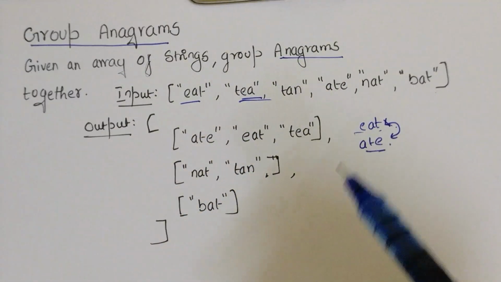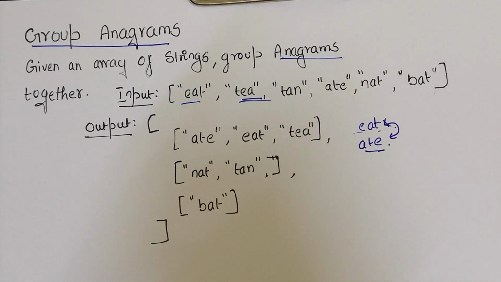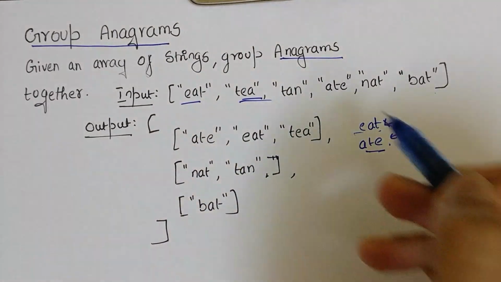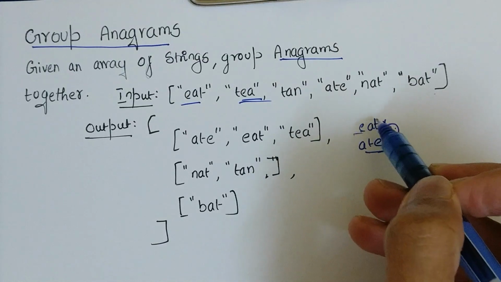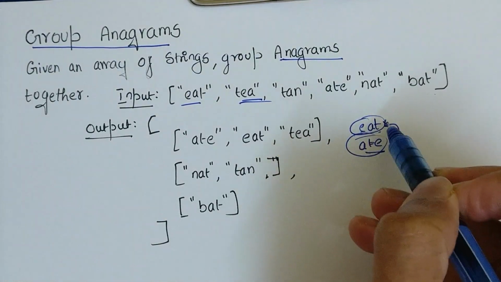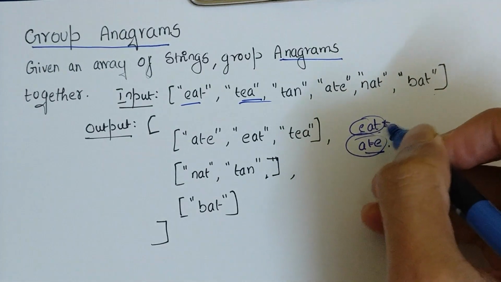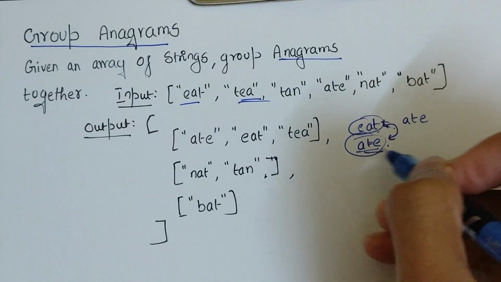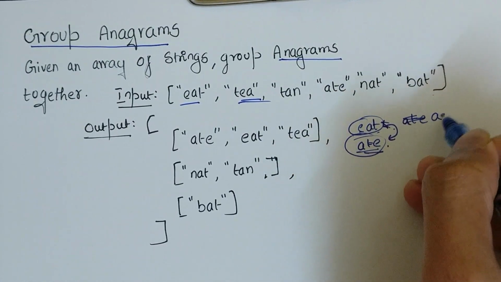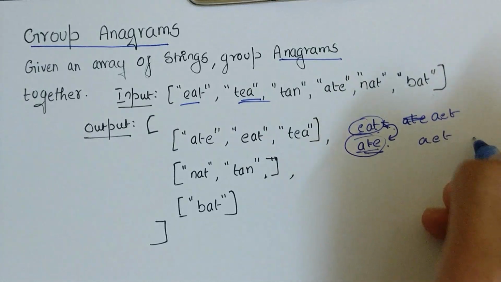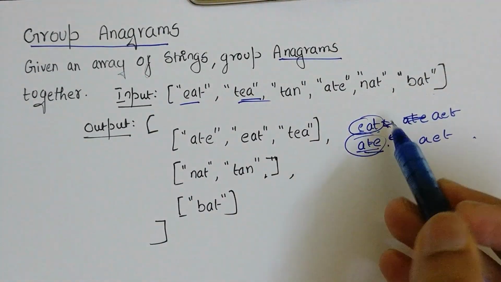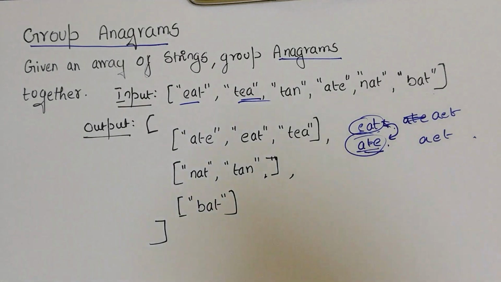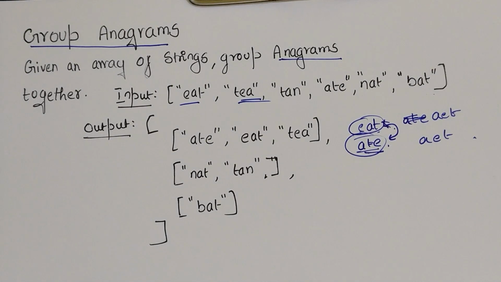If we look more closely into the problem, we can see that if they are anagrams, they are just the rearrangements of the letters. So if I sort them, they both should be the same. Say if I sort this string, it results in AET, and if I sort this one, this will also result in AET. So if these strings are anagrams, then when you sort them out, they will result in the same strings. So this is one property that we can utilize in this problem.